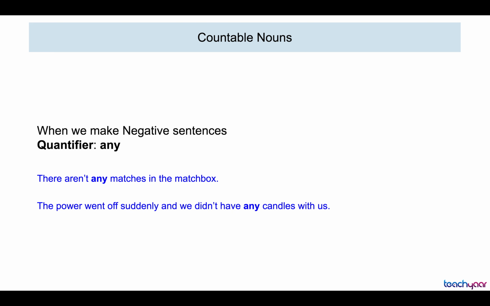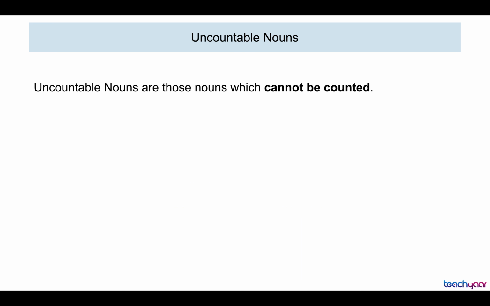The power went off suddenly and we didn't have any candles with us. Candles. We didn't have any candles. Didn't is negative. We haven't got any candles with us. So in such cases, when the sentence is negative, we use the quantifier any. So these are the rules in relation to countable nouns.